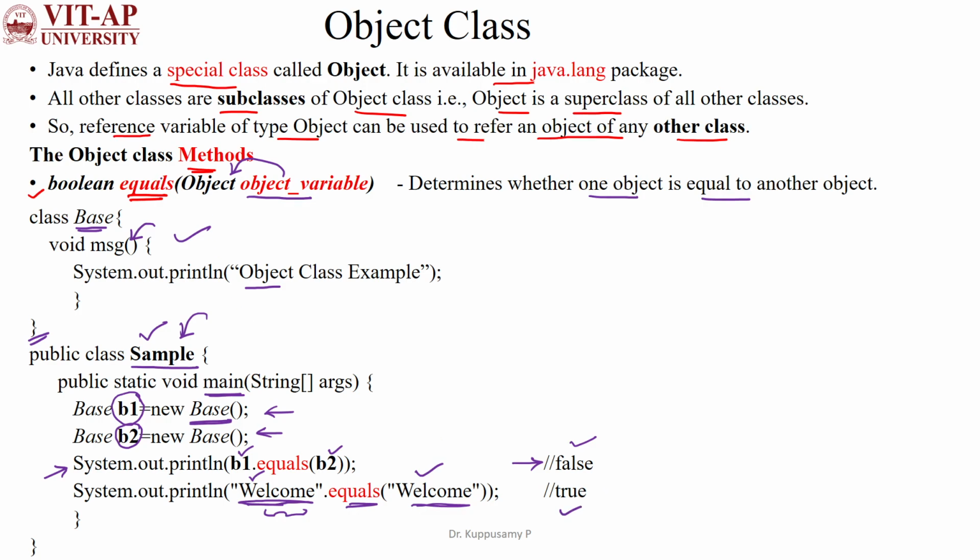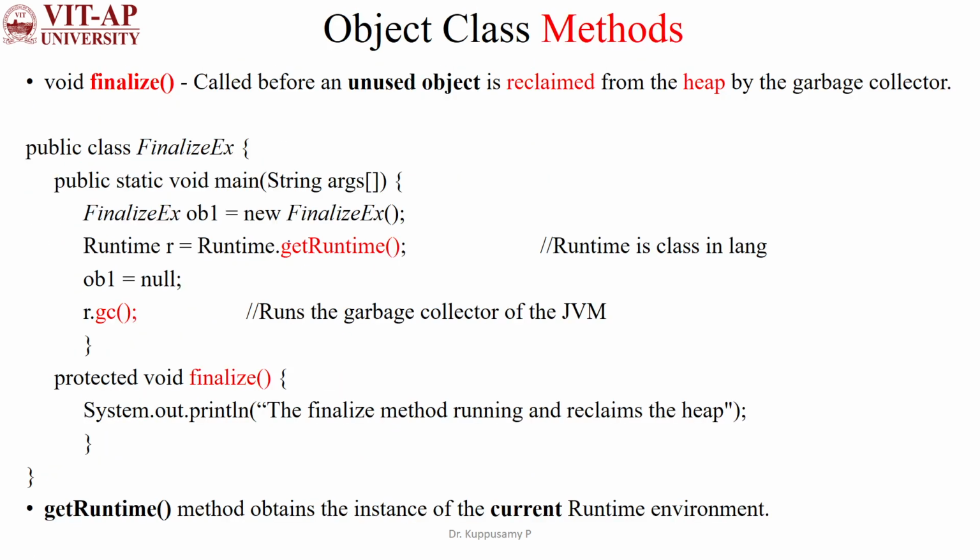So the equals method is just checking whether one object is equal to another object or not. Wherever we want to use it inside the program, we will use that equals method.